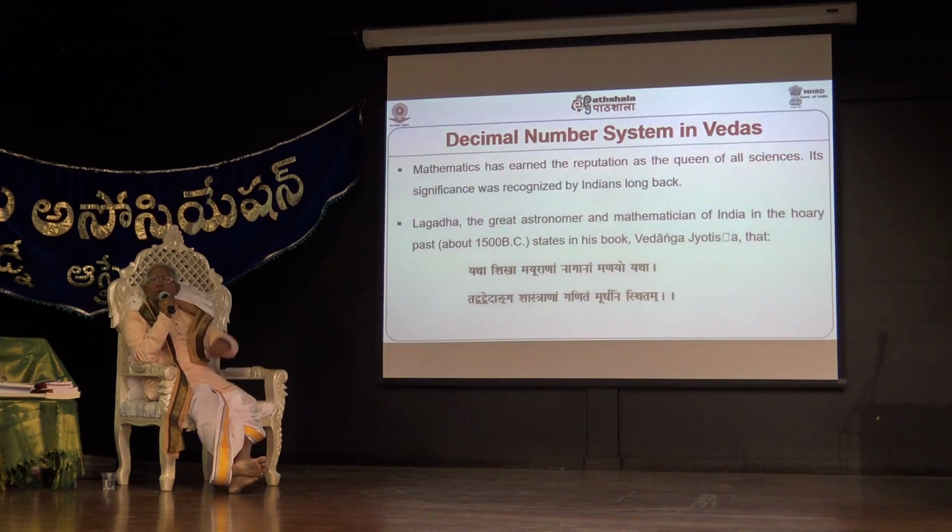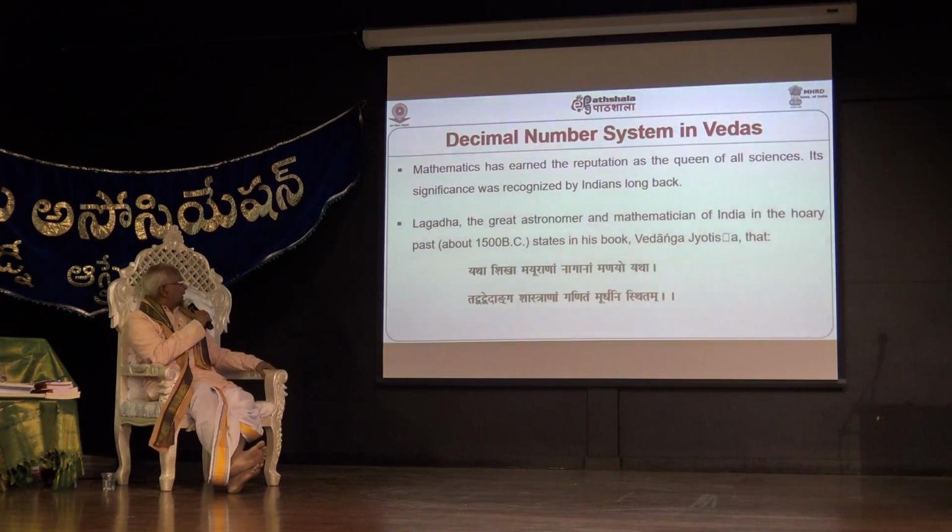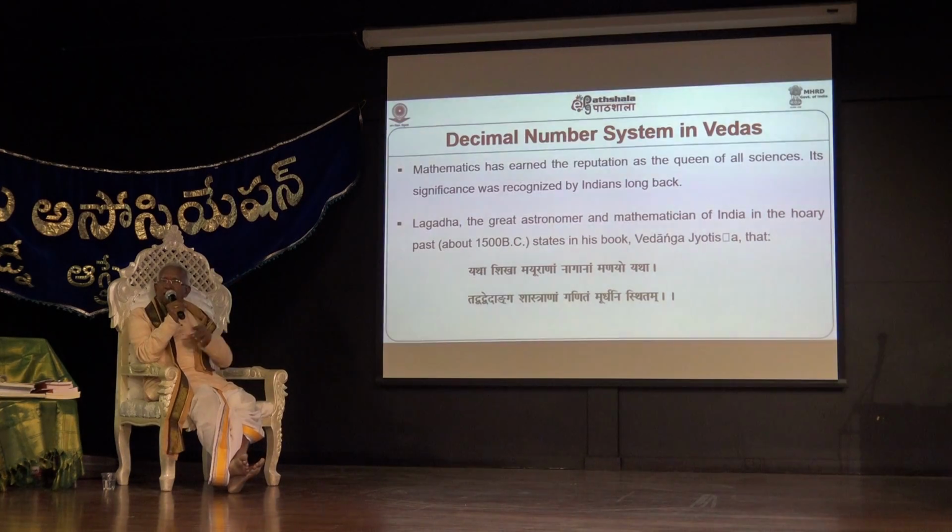Several subjects were already known to them. They have already identified. Several shastras were there. But he says, this Veda, the mathematics, is the king of all, or the queen of all sciences. He gives examples also. Yatha shikha mayuranam.